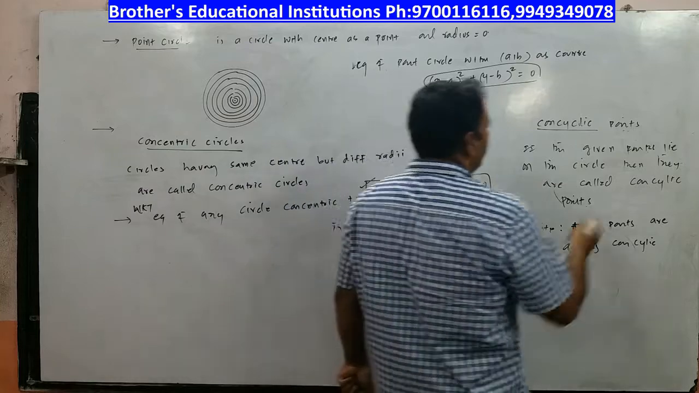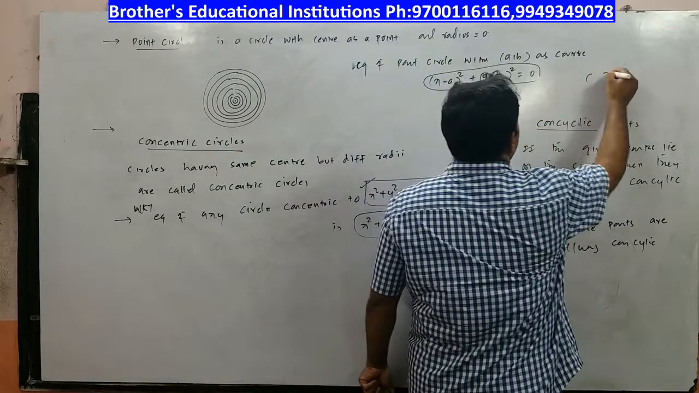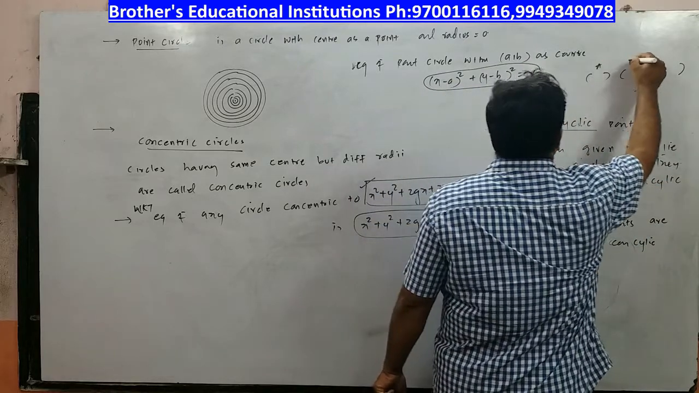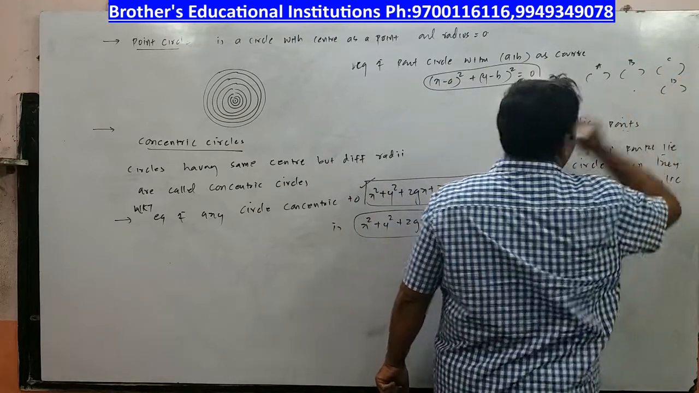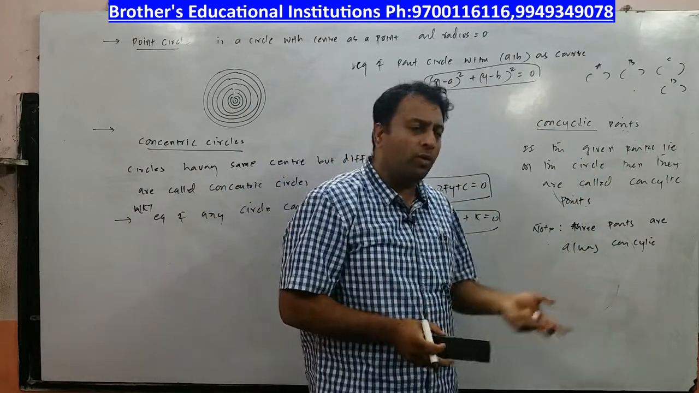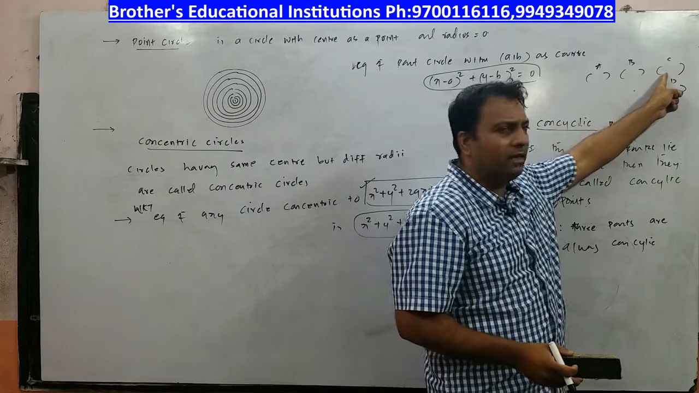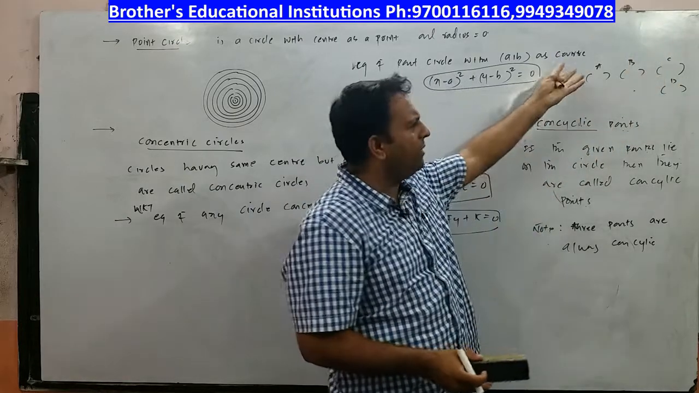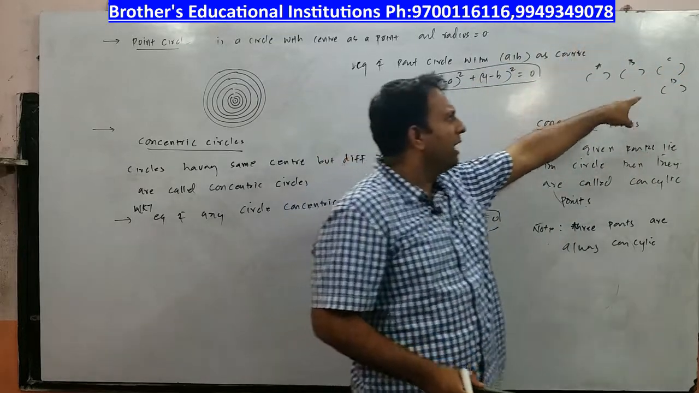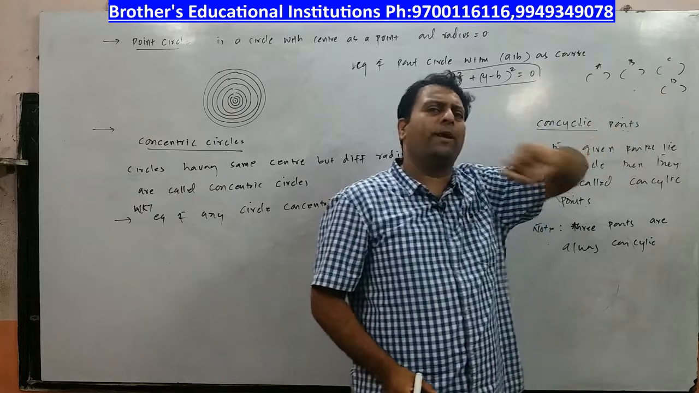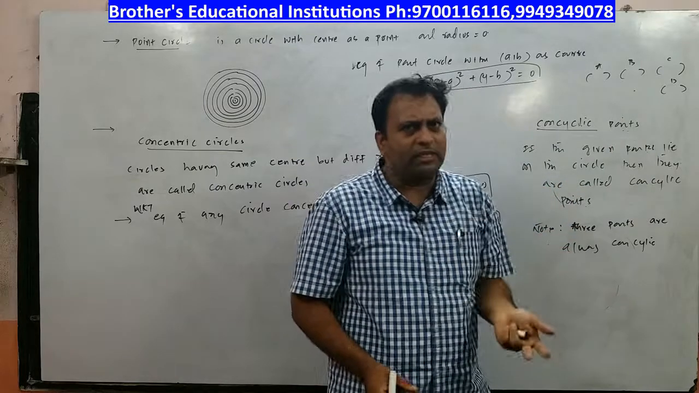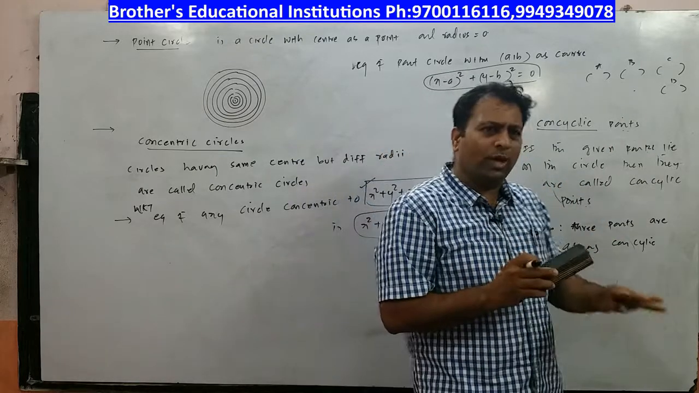Means what I am going to do in the examination, he will be giving you 4 points, let us say A, B, C and D. He will ask you to prove that the given points are concyclic. What are you going to do? You are going to find the equation of circle passing through any 3 points. I will take A, B and C, and find the equation of circle passing through A, B, C. Once I get the equation, I will substitute the 4th point. If the 4th point satisfies, then you will declare that the given points are concyclic. If it does not satisfy, it is non-concyclic. So I am sure you are clear with it.